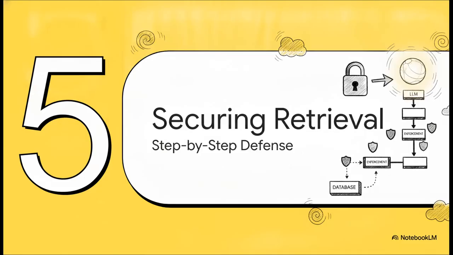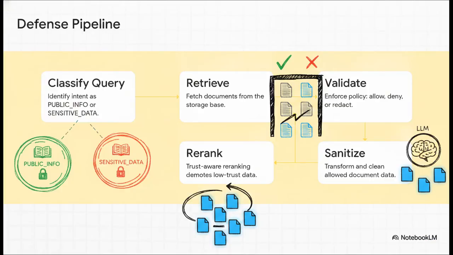So, how do we actually fix this? That brings us to Section 5, securing the retrieval pipeline. Let's introduce the concrete architecture required to move enforcement completely out of the LLM and directly into the pipeline itself. Let's move to the architecture and see how this builds an absolute gauntlet for any piece of data flowing through your system. Step 1 is query time classification, immediately identifying the intent of the user's request.